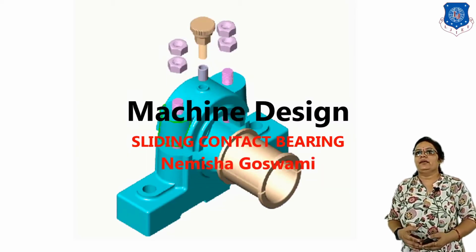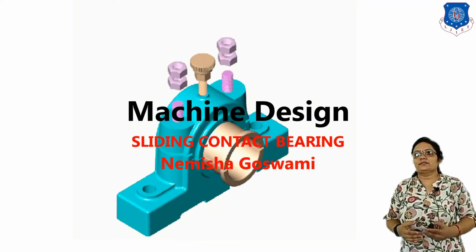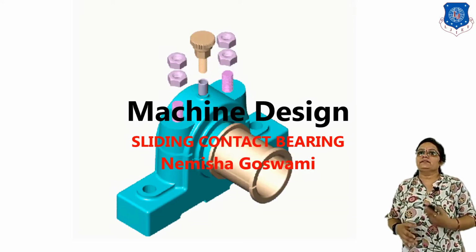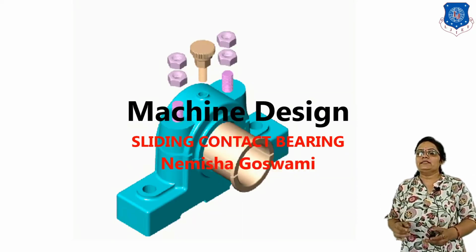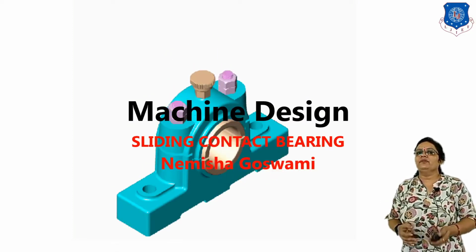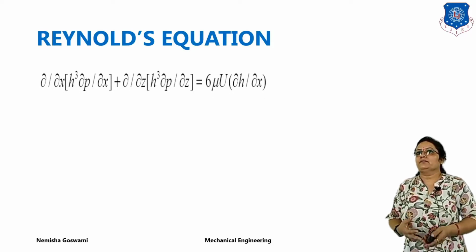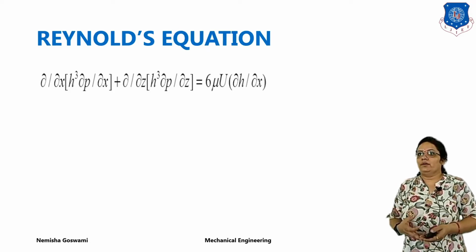In continuation of sliding contact bearing, in today's lecture, I am going to discuss the Raimondi and Boyd methods. These methods define the basic parameters, or you can say the basic definitions, of sliding contact bearing. What are the important parameters used in sliding contact bearing? That is all defined by the Raimondi and Boyd method.